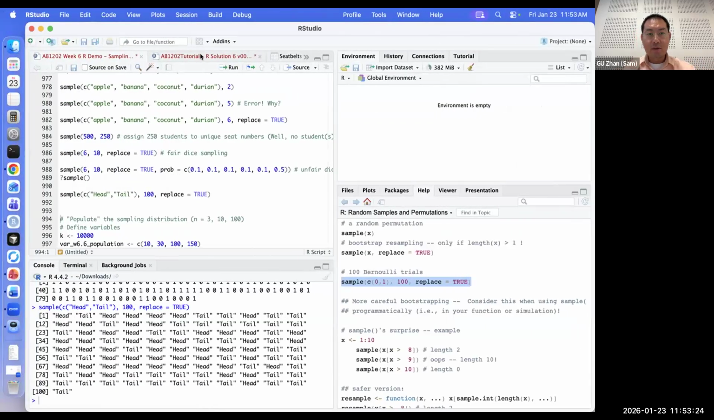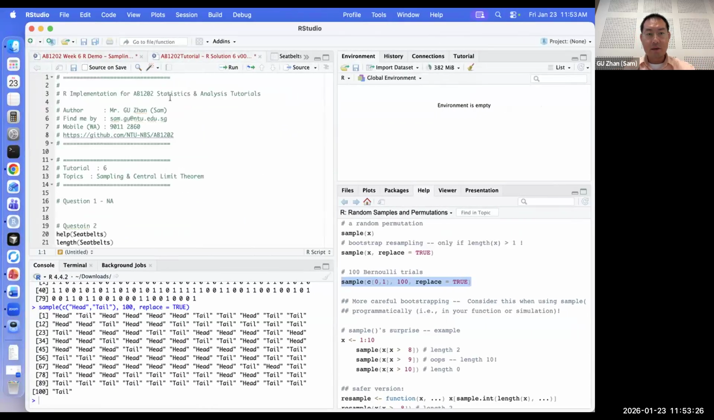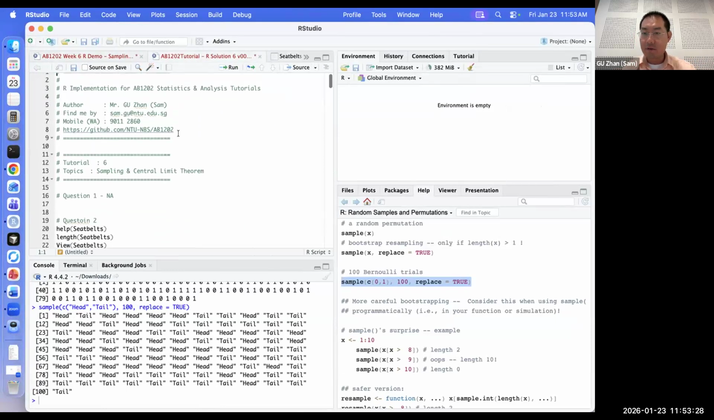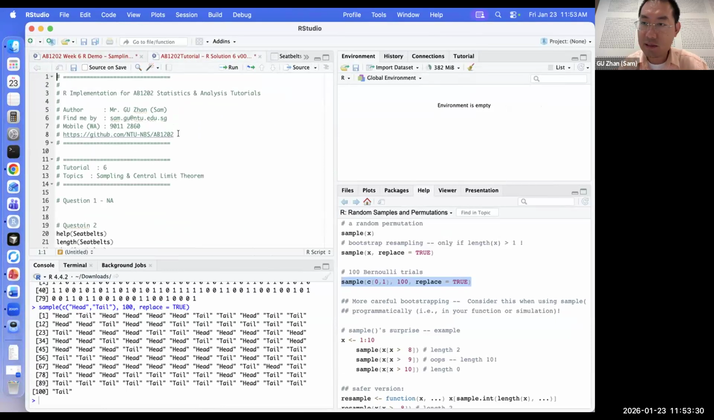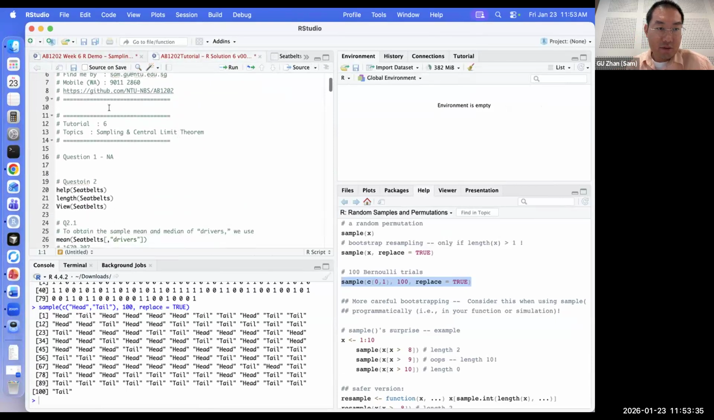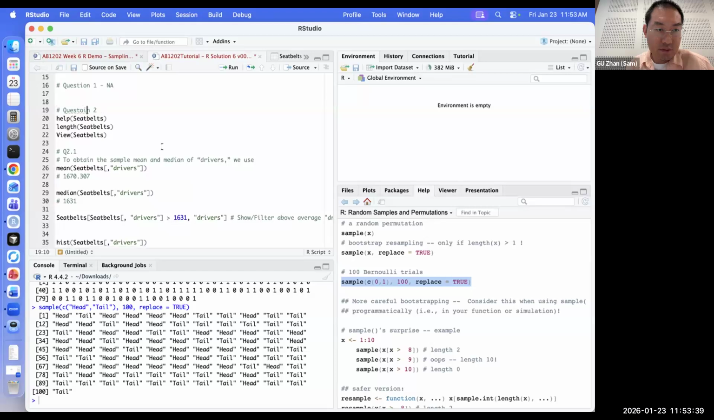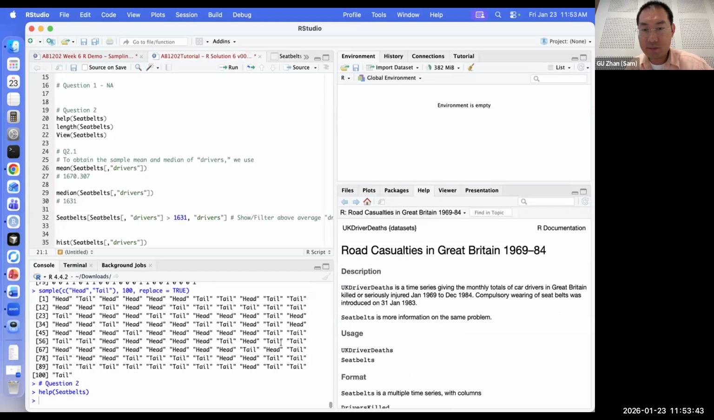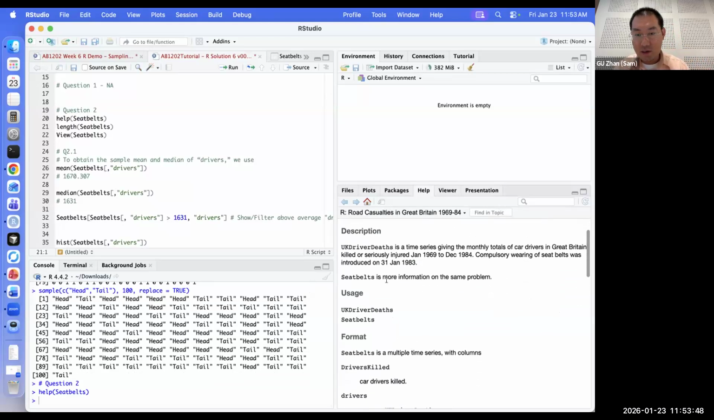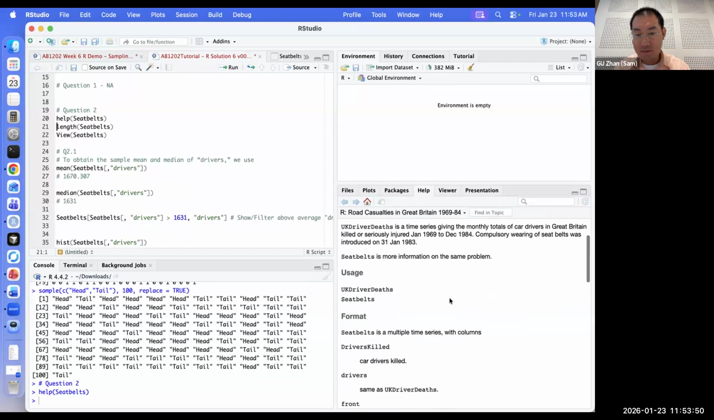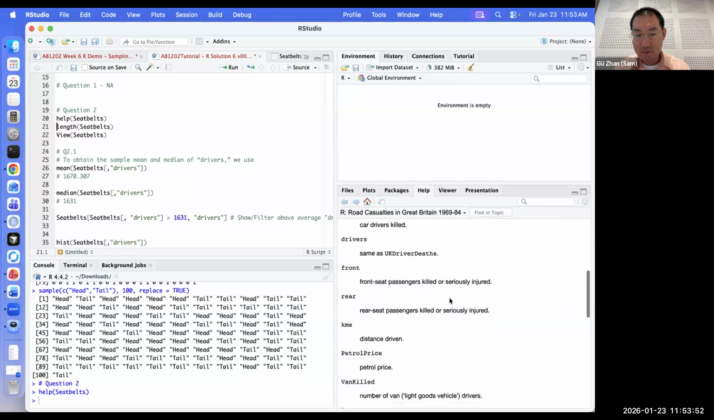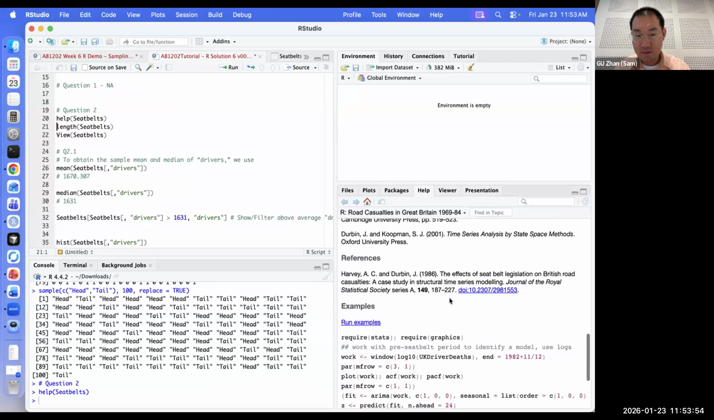Now open this R solution that you can find from the seminar specific content. Tutorial 6, question 1, refer to question 2. You can type help seatbelts. So what is seatbelts? It is the UK driver deaths time series. You have a few variables, view the van killed and so on.